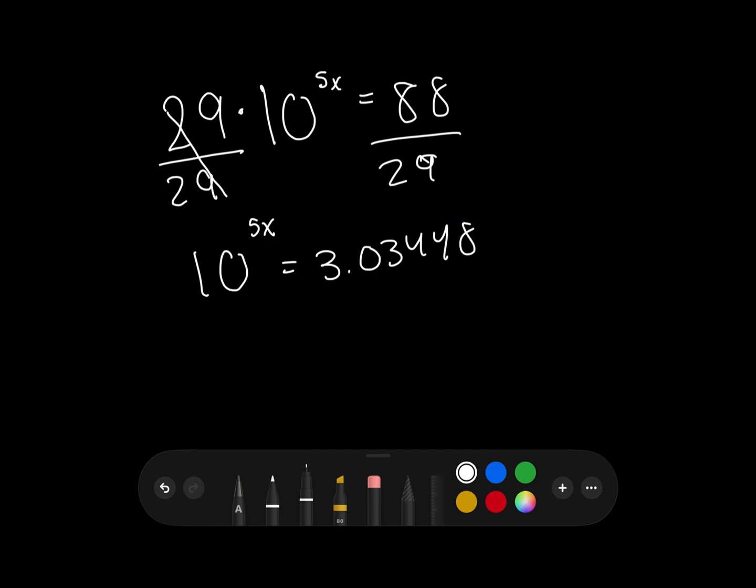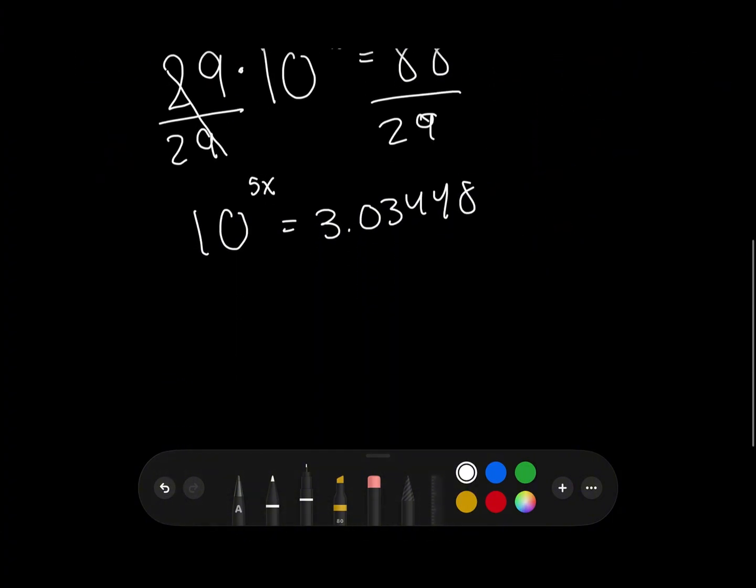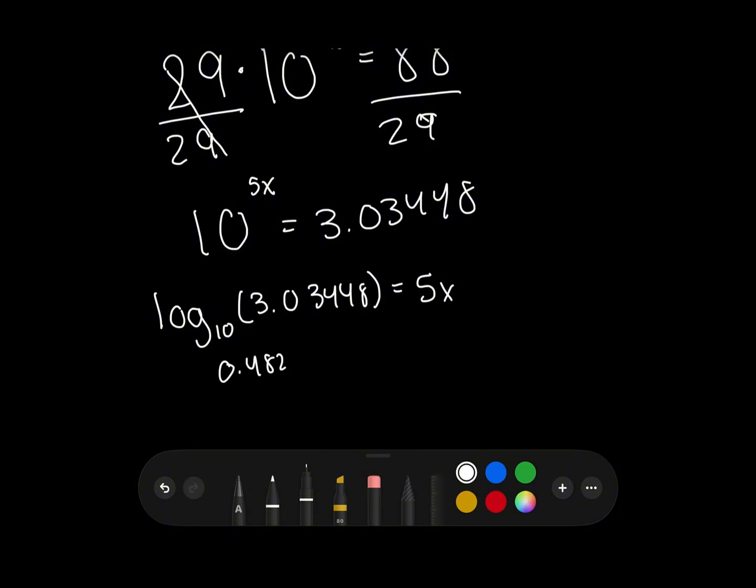Don't round too early. So now, this is basically what we did up here. We are trying to find what exponent we have to raise the base of 10 to in order to give us this 3 point blah. So I can rewrite this as log base 10 of 3.03448 should equal 5x, right? And now the answer that I get when I put this in the calculator is 0.482085 is equal to 5x.